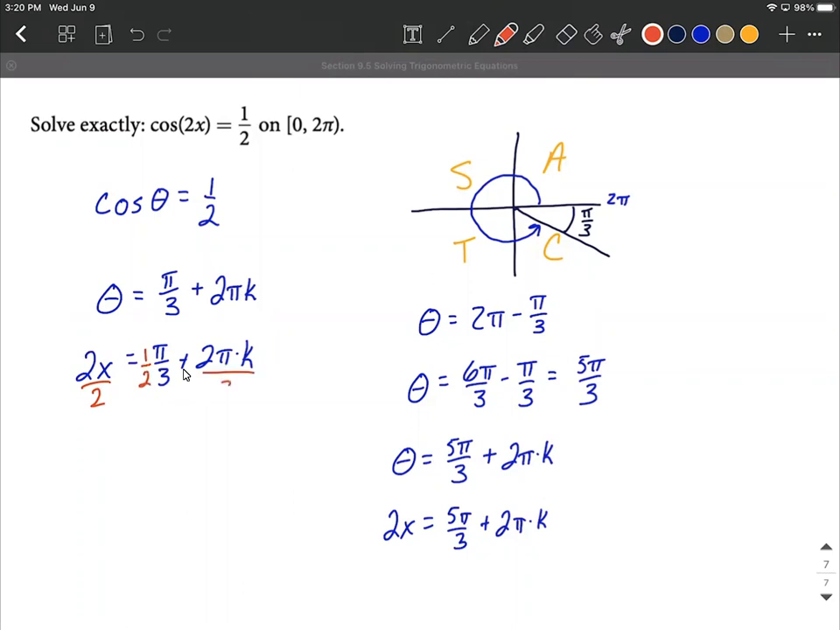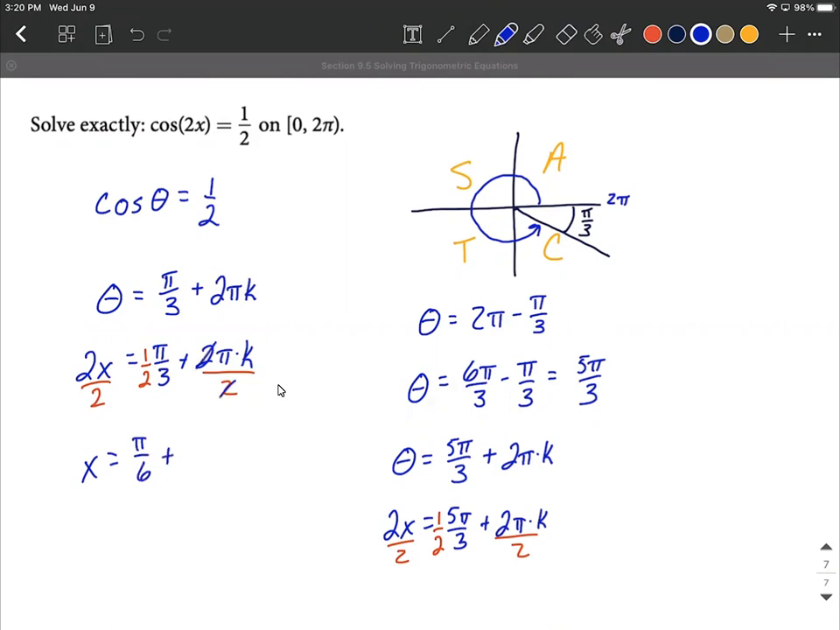And then that last term, I'll make into a fraction by dividing by 2. So we're doing the same thing to each term on the left side and the right-hand side. We're either dividing by 2 or multiplying by 1/2, however you want to visualize it. We'll do the same thing over here on this other angle. And what we're going to get is x all by itself. And we're going to have x is equal to pi over 6.